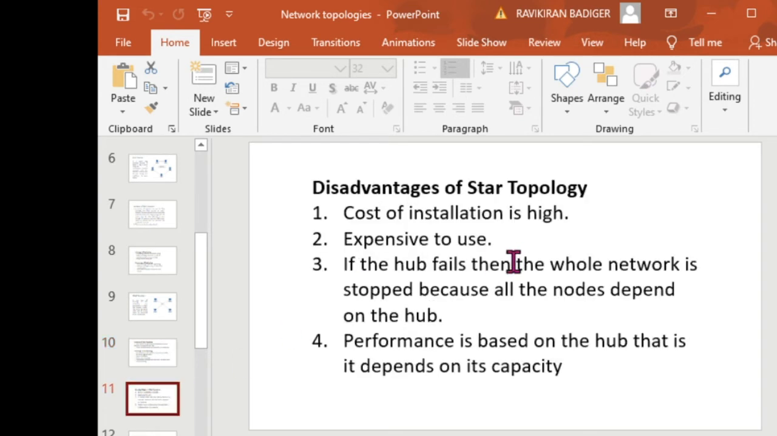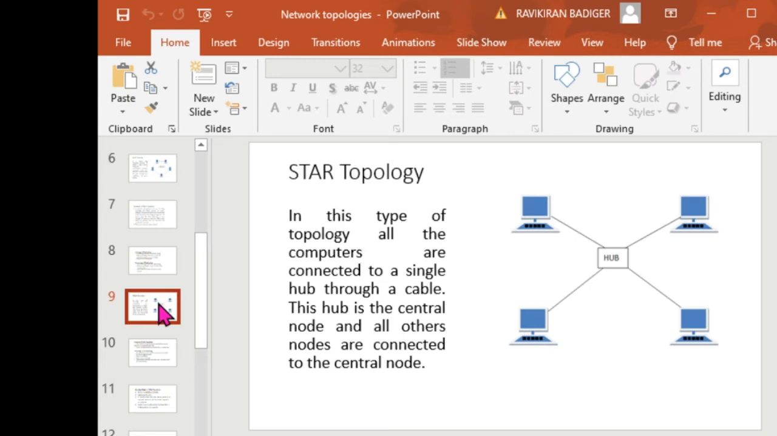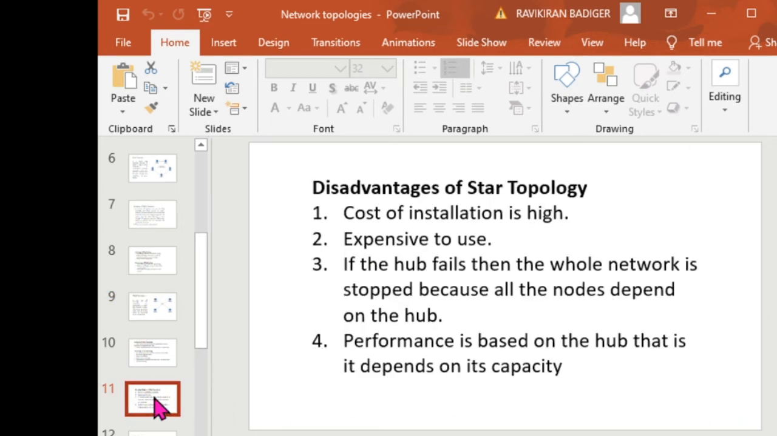The disadvantage is the installation cost is very high and it is very expensive. And the main disadvantage of this network is if the central hub fails, then the entire network fails.